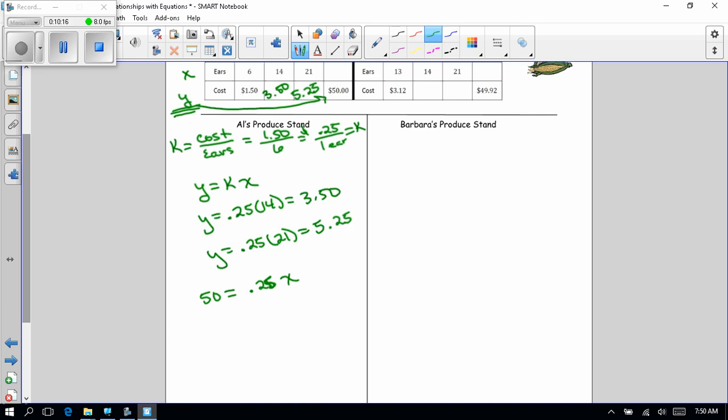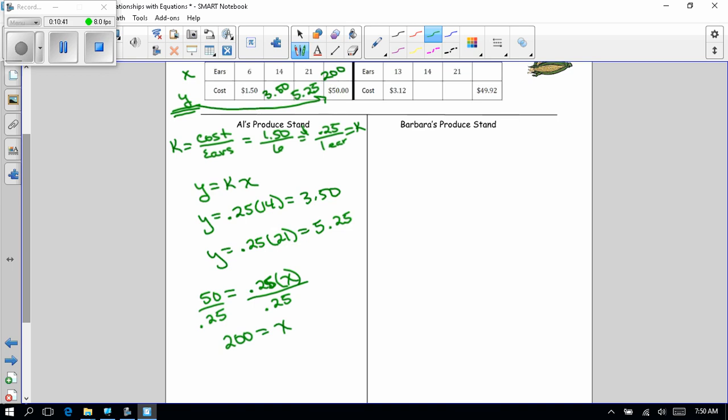So since these two numbers, 25 cents and X, are being multiplied, right? So I'm going to divide them. I have to do the opposite of whatever is currently going on over there. So I'm going to take my $50, divide by my 25 cents, and I find out I can get 200 ears of corn. Wow, for $50.